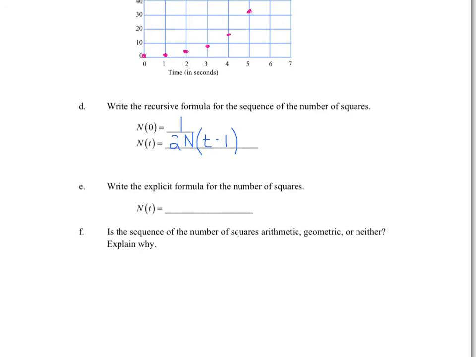Part E asks us to write the explicit formula for the number of squares. So n of t is going to be our starting amount, which is 1, times our common ratio, which is 2, to the power of t. We also don't need to write the 1 times 2 to the power of t, so you could also write n of t equals 2 to the power of t, and that would be an acceptable answer.